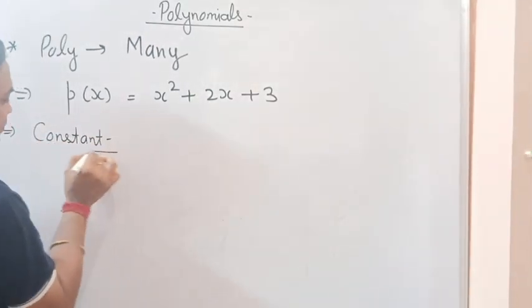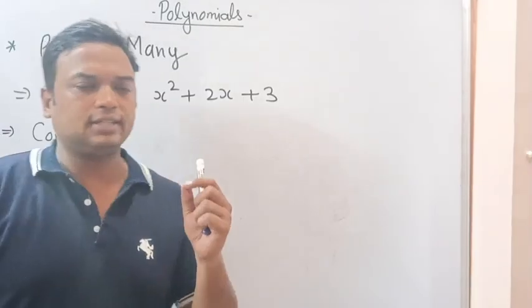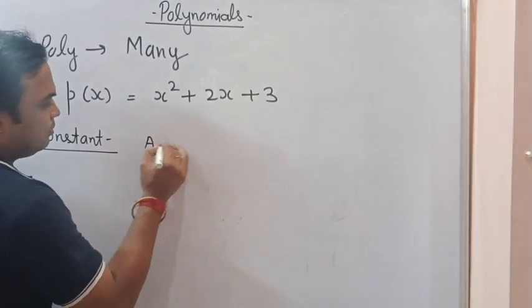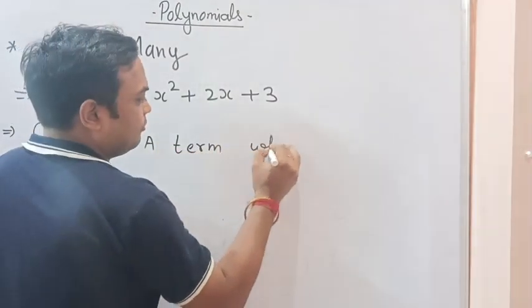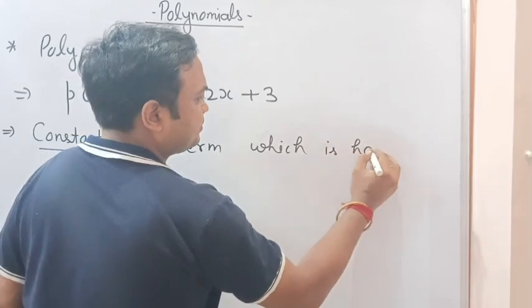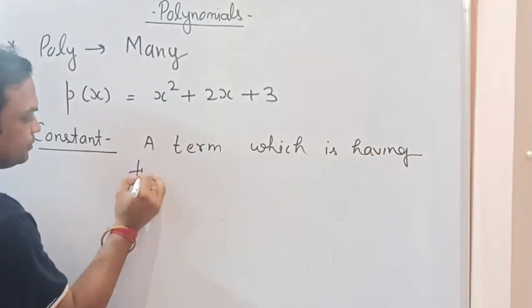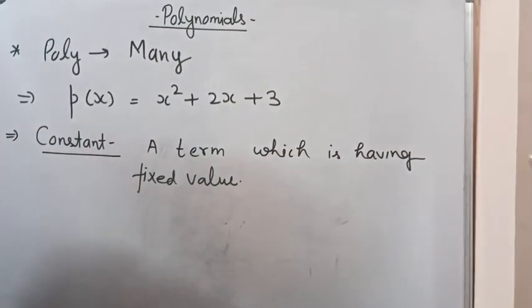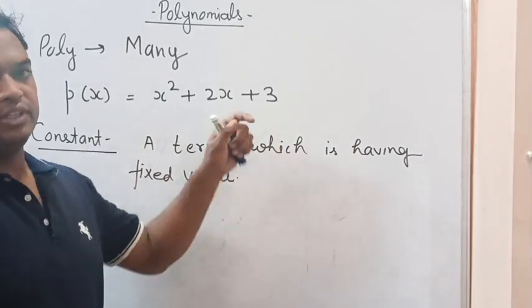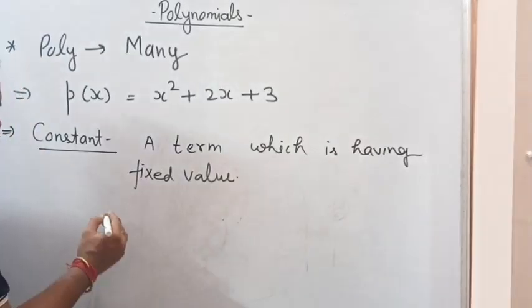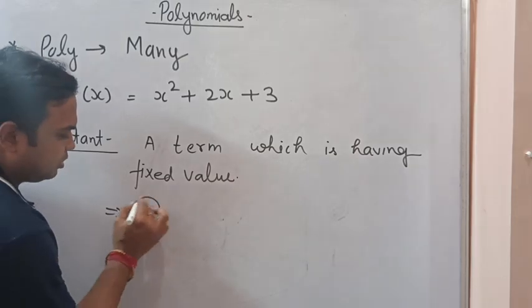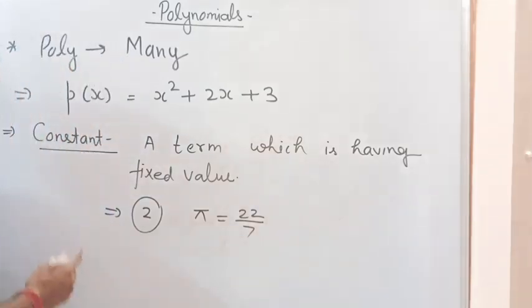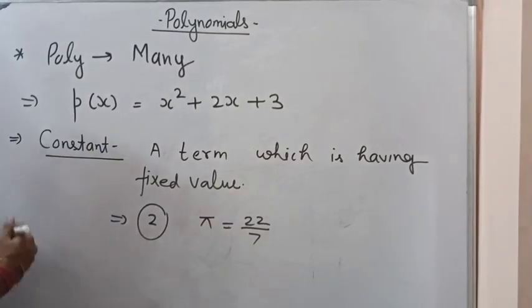So a constant is a kind of term or a number which is not changing, which has a fixed value. That value does not change with respect to time or with respect to any other relation, and is not dependent on any other function. For example, if I say 2, it always has the value 2. If I say pi, it always has the value 22/7. So these are constant terms or constant numbers.